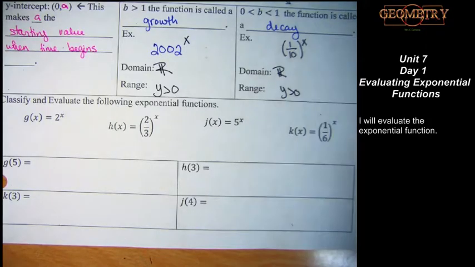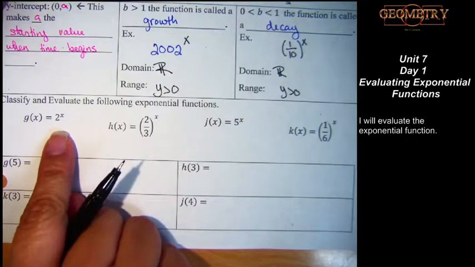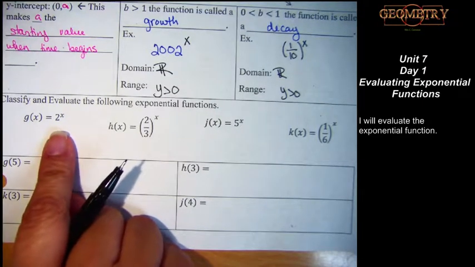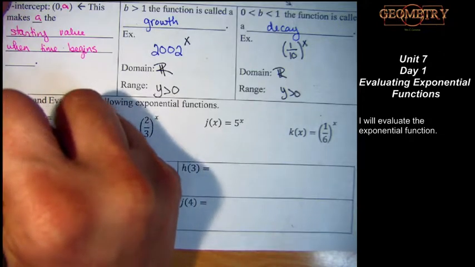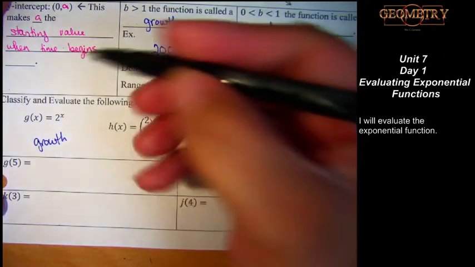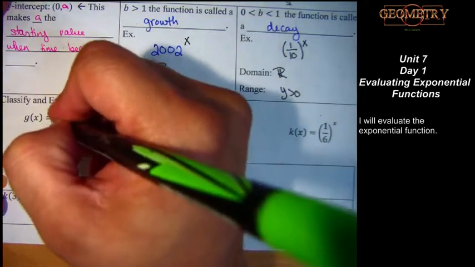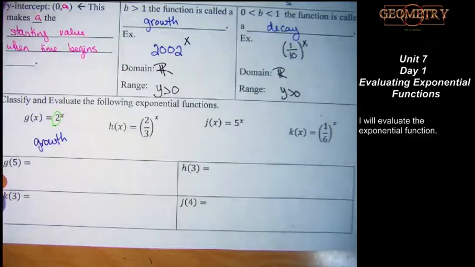Right, we've got some functions here. Let's classify them growth or decay. G of x. Growth or decay? How do you know? Because this number is bigger than 1.